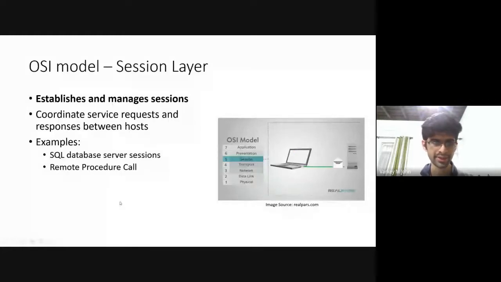Some examples are the SQL database server session. This database server, called the SQL database, is just holding some data. So you're accessing the data, and you first initiate a session, and then you start sending data. If the session is closed, you no longer want to send the data. Then there's something called a remote procedure call also. So you remotely send a procedure to ask a remote host to perform a procedure. In this, the sessions are handled.